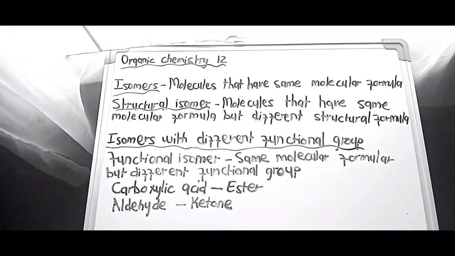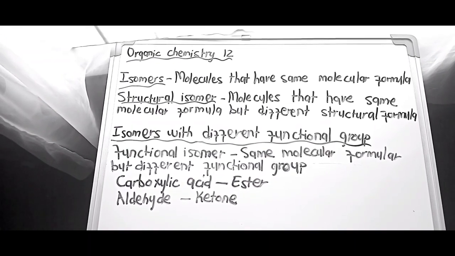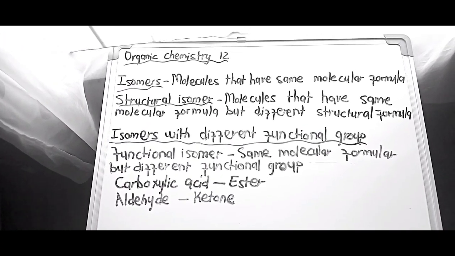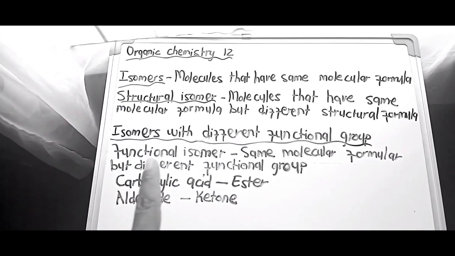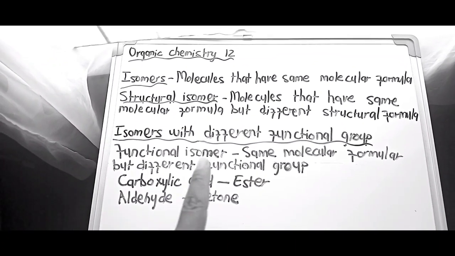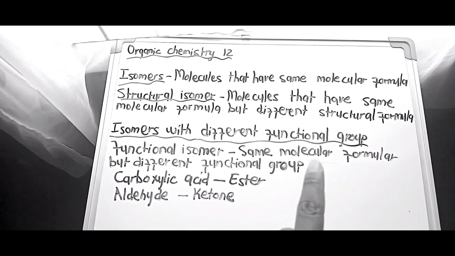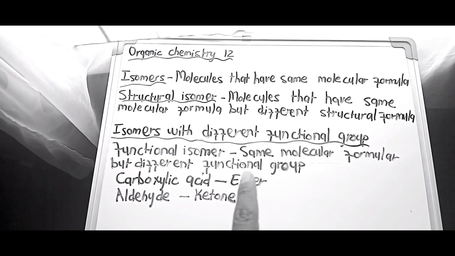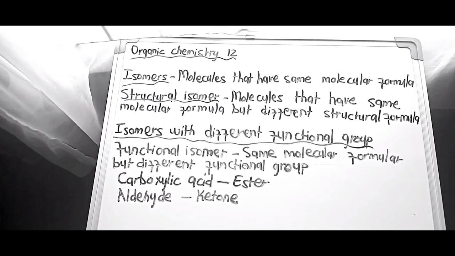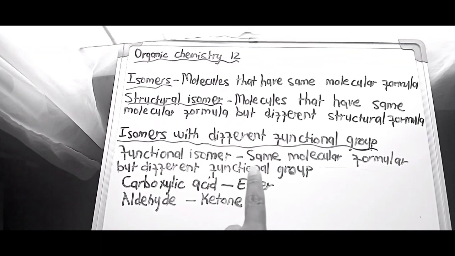It means we are comparing structures from different homologous series, right? Under isomers with different functional group, we have only one isomer. It's functional isomer, guys. And please do not confuse the word functional isomer and functional group. Functional isomer has the same molecular formula, but different functional group. They have the same number of atoms in each element in the molecule, but different functional group.